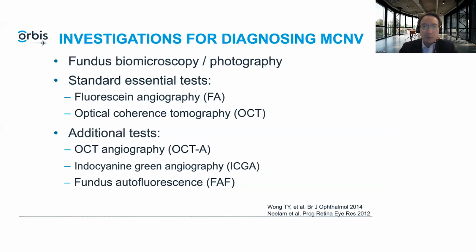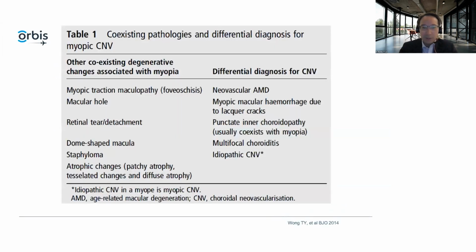For investigation, the most important ones are fluorescein angiography and OCT. Fundus photo is also useful. Additional tests that you can perform include OCT angiography if you have it. ICGA and fundus autofluorescence are not too essential.